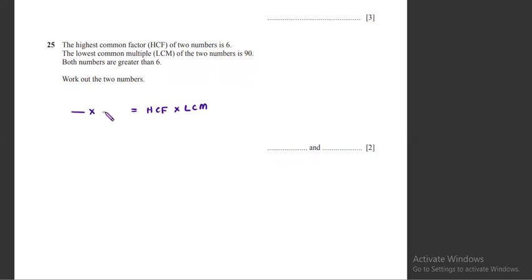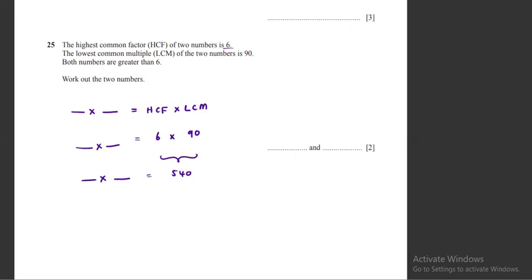So that is whatever those two numbers are. When we multiply those two numbers, the answer that we get will be equal to the answer that we get when we multiply the highest common factor and the lowest common multiple. In the question, the highest common factor is given to us as 6. The lowest common multiple is given to us as 90. So when we multiply 6 and 90 together, we get 540, which means the two numbers that we are supposed to find, when multiplied, should be equal to 540.